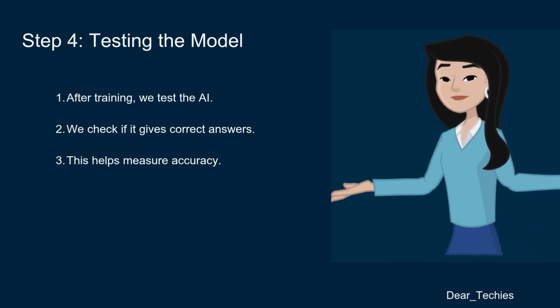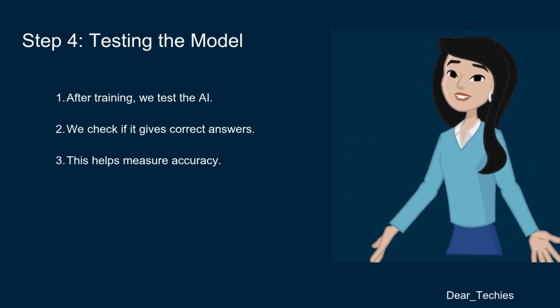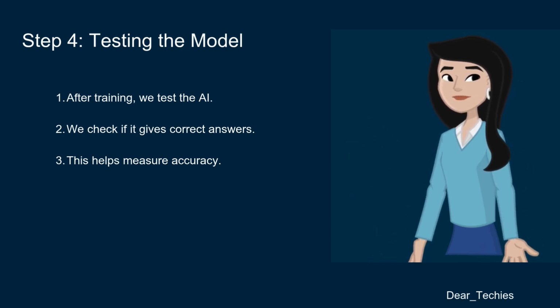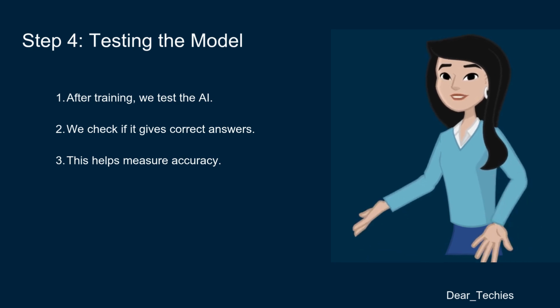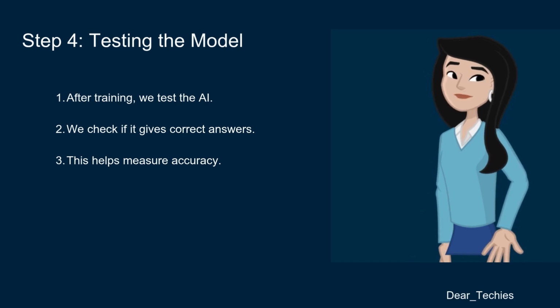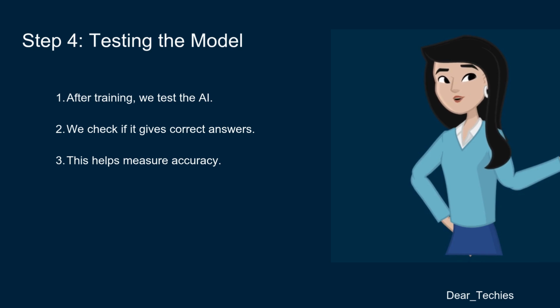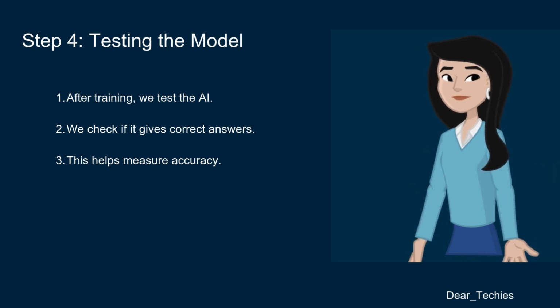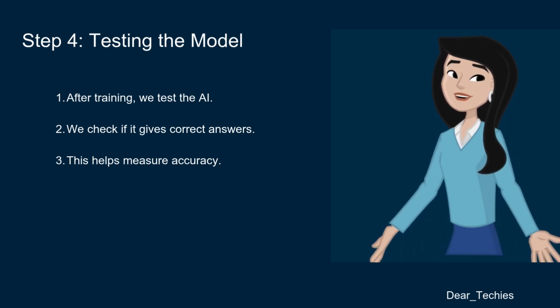After training, we need to check how well the AI has learned. This is called testing the model. We give new data that the AI hasn't seen before and see if it gives the correct answers. If it predicts correctly, that means it has learned well. If not, we need to adjust or retrain it. You can compare this step to a student writing a test to see how well they have understood their lessons.